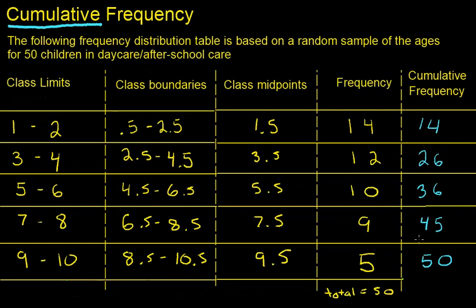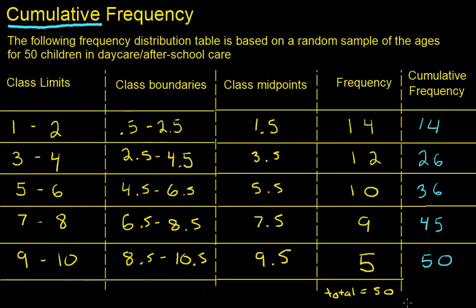So 45 children that are less than 8, 36 children that are less than 6, 26 children that are less than 4. You'd also use the boundary. You could say 26 children that are less than 4.5. That would also be a correct way of interpreting this cumulative frequency.